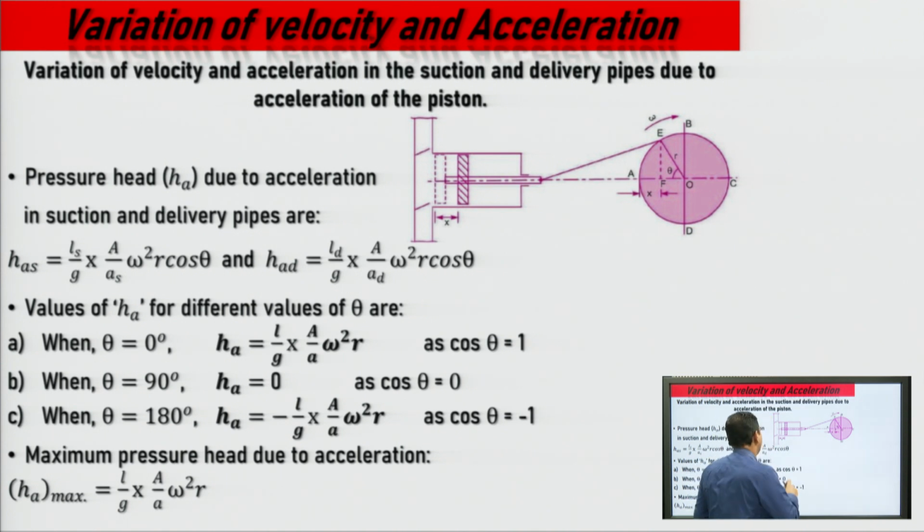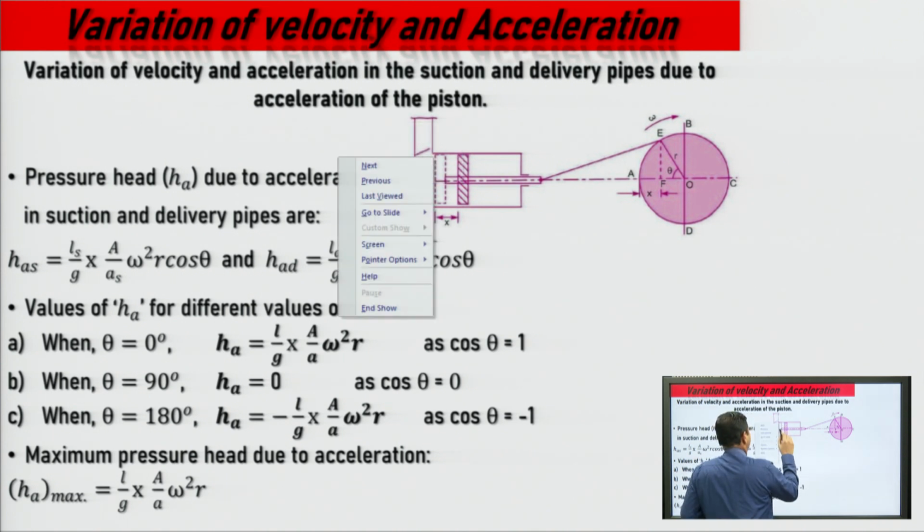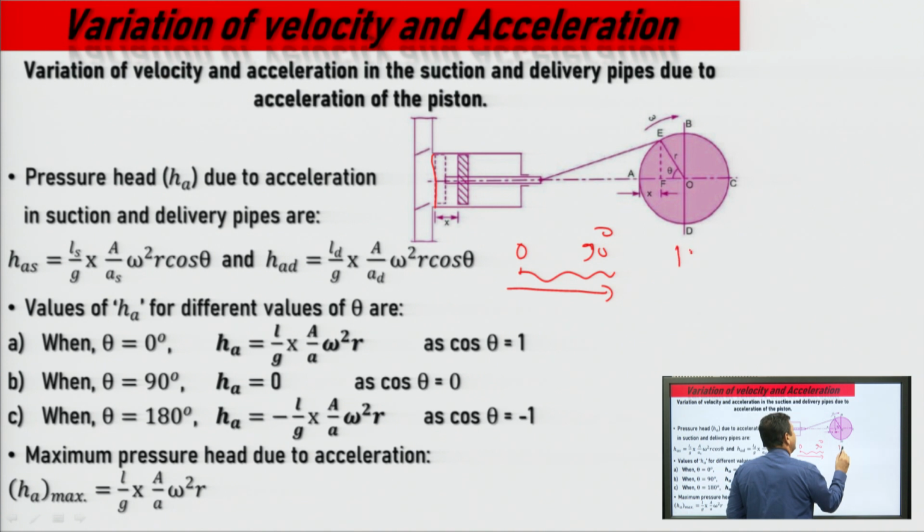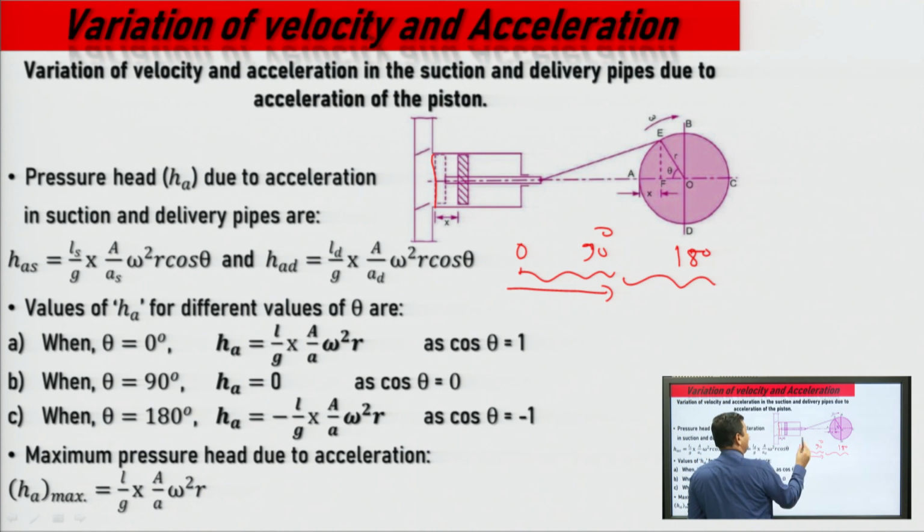At the initial position, the velocity is 0; at the middle it is maximum; at the end the velocity is again 0. So from 0 to 90 degrees there is acceleration, and from 90 onward there is retardation. Similarly in the suction stroke, the piston has 0 velocity initially, then maximum, then again 0. So there the fluctuation takes place.